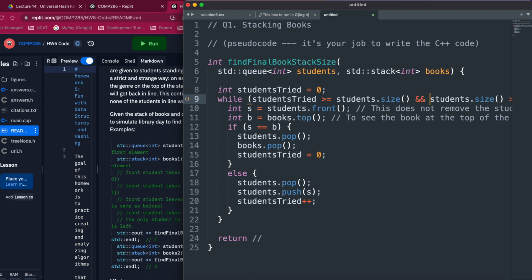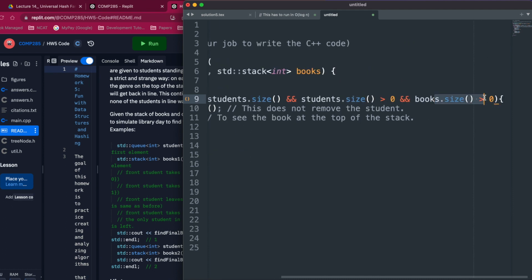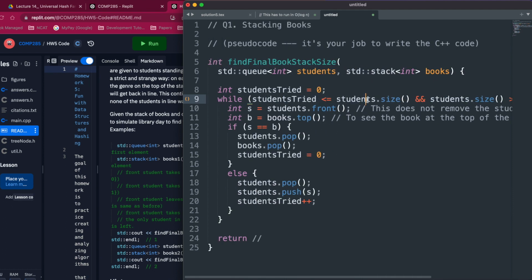Right. So I guess what we would want is for students tried to be less than or equal to students.size. If we haven't tried all the students and there's still students and there's still books, then we keep going. Now, if we ever run out of students or we run out of books or the students tried is greater than students.size, then that means we've tried all of them.